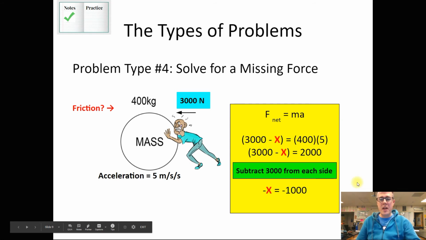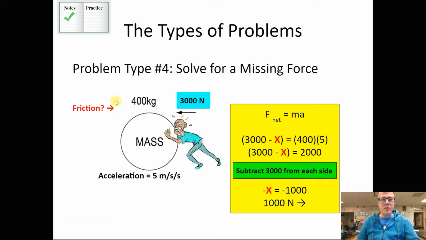Once you've canceled out those negatives, we are left with 1,000 newtons going to the right, since friction was pushing against the man, as our final answer. Pause this video if you still need to add any of this to your notes side.